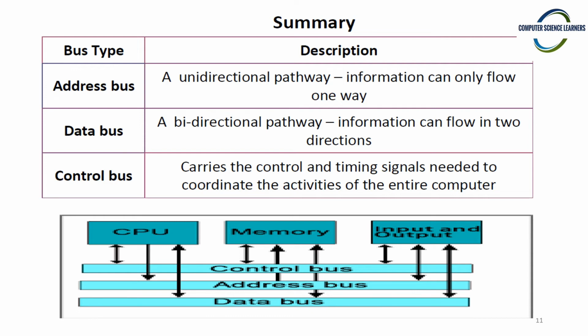So this is what I was mentioning earlier. The address bus is unidirectional. The data bus is bidirectional, so we can read the data from the memory or write the data onto the memory. And the control bus carries the control and timing signals for overall coordination of the different operations within the system, right?